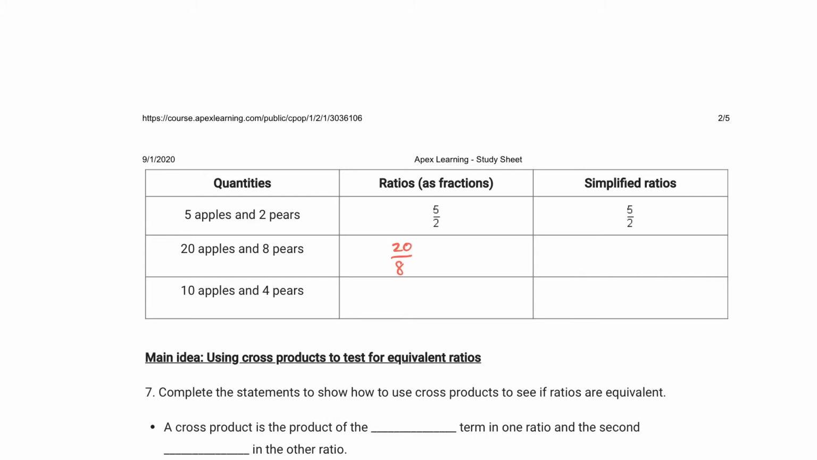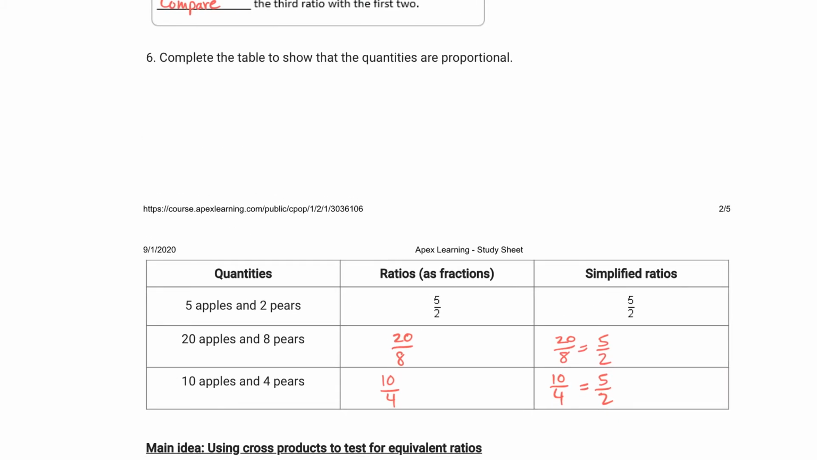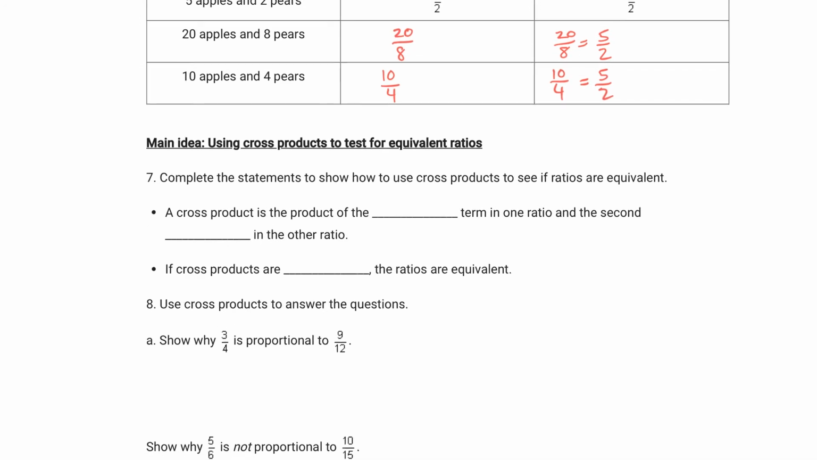Simplifying that, 20 over 8 equals 5 halves. You divide them both by 4. And then we have the 10 over 4, and 10 over 4, divided both by 2, is equal to 5 halves. So all of those rates are the same. See, that's what they were saying right here. Show that these quantities are proportional. They are, because they are all the same fraction when they're simplified.